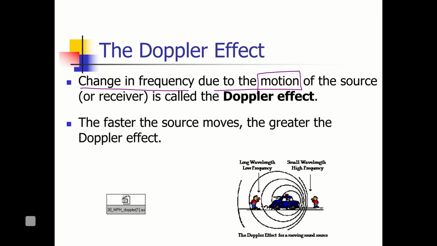But the Doppler effect is a change in frequency, therefore a change in pitch, due to the motion of the source of sound. The faster the source moves, the greater the Doppler effect. In other words, the greater change in frequency we hear. So that's why when you have a police car go by, the person in front of the police car where it's passing by will hear a higher frequency, a higher pitch, while the person behind it will hear a lower frequency, lower pitch. It's just basically where the waves are either compressing or expanding behind the object.